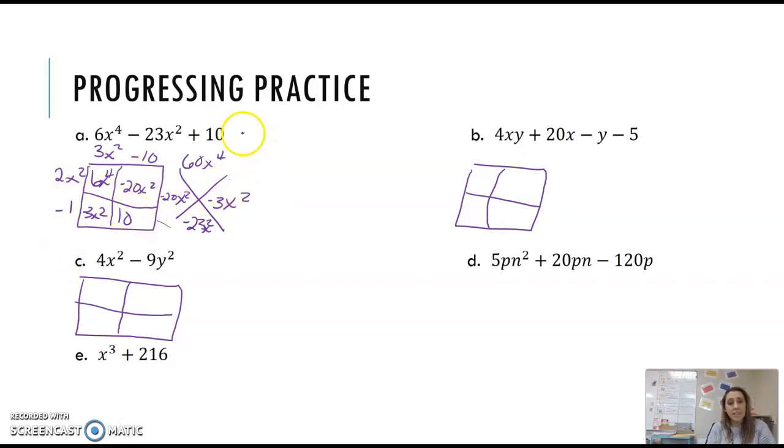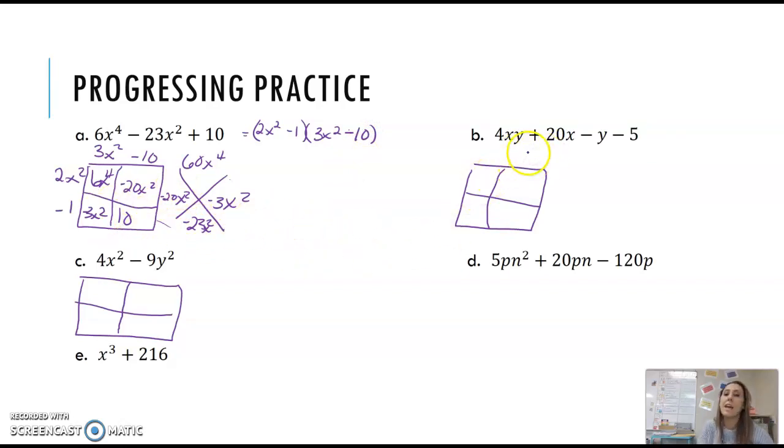So then my final answer, this factored, would be 2x squared minus 1 times 3x squared minus 10. And then that would be my final answer. So hopefully you were able to do that.